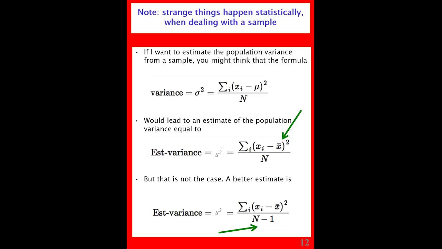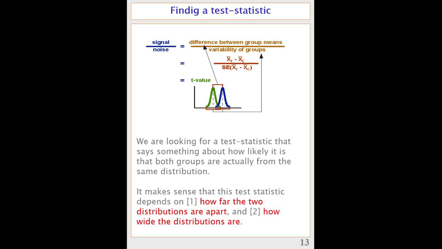Actually, there is not an n in the denominator, but an n minus 1. But okay, let's forget about this. Okay, now let's see. How could we come up with an idea about whether two groups differ on an interval scaled variable? Well, this is what it sort of looks like.